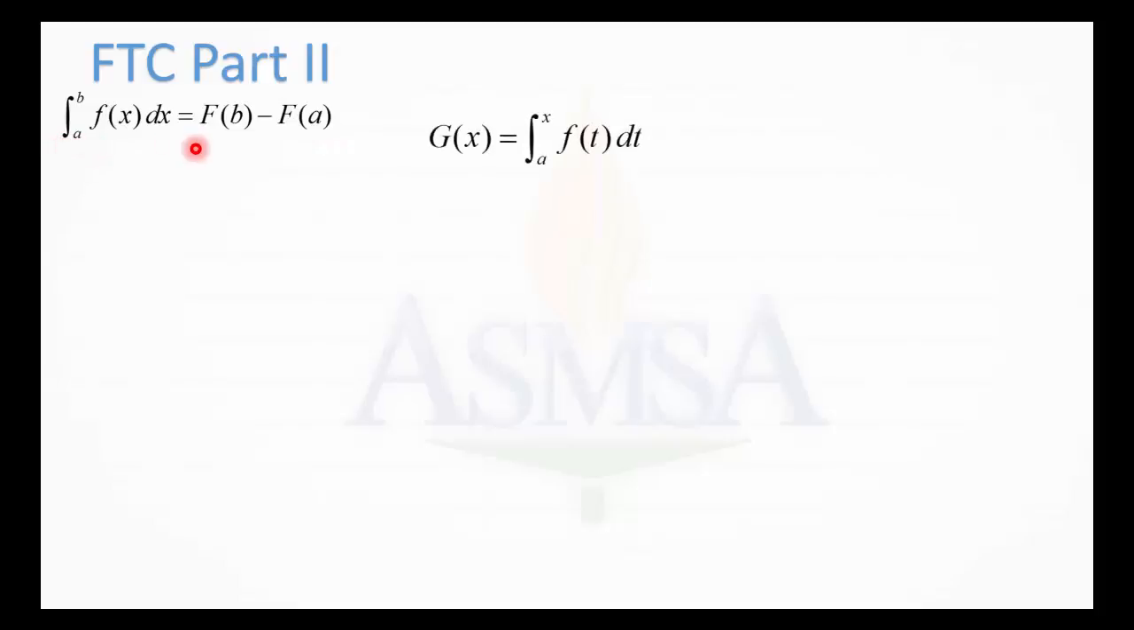So to prove this, let me just start off by defining a function. Big G of x is equal to this integral. That means G is an antiderivative of f. Okay, so I have that. And I'm saying that f is continuous on the closed interval ab.